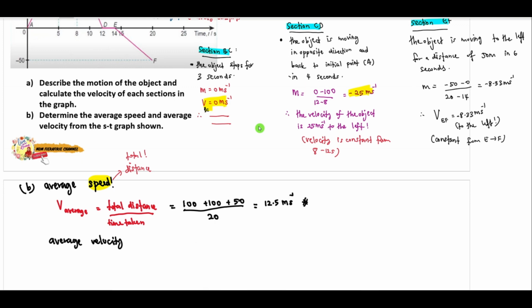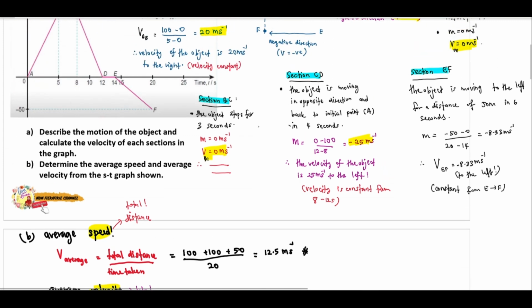Okay, so for average velocity, so let's highlight. So, remember that we must calculate the total displacement. Velocity is the vector quantity. So, displacement also a vector quantity. Okay, and let's write V average for velocity is the total displacement bagi the time taken. Okay, berapa dia bergerak, selama mana dia bergerak tadi? 20 seconds.